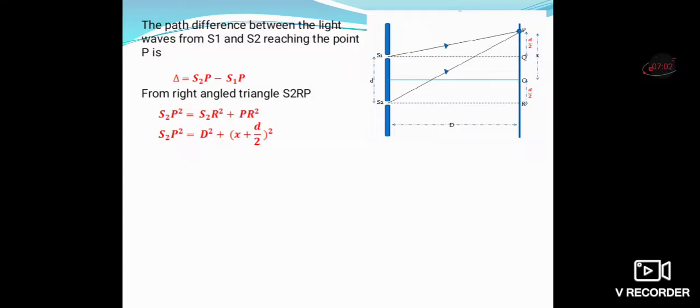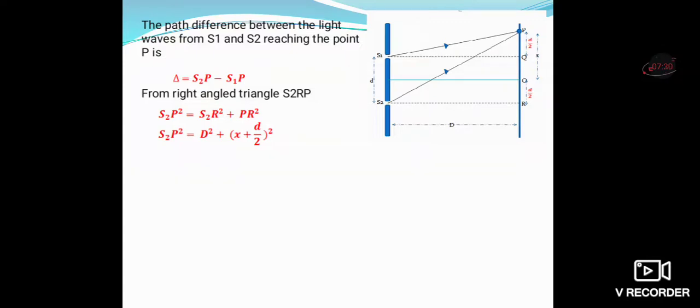Just observe the PR square now. What is P to O? P to O is x. But R is one more half. Half means d by 2, where d is the distance between the slits. But O is exactly in the middle of the slits, therefore exactly half, that is d by 2. All these points are placed at exactly d by 2 values.